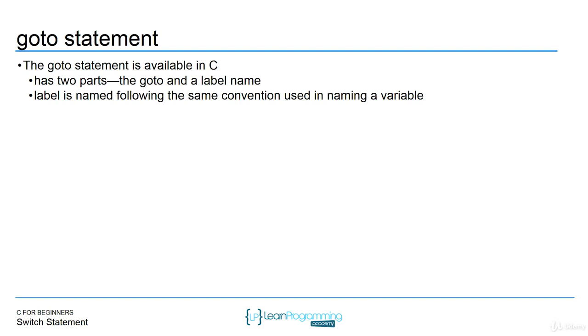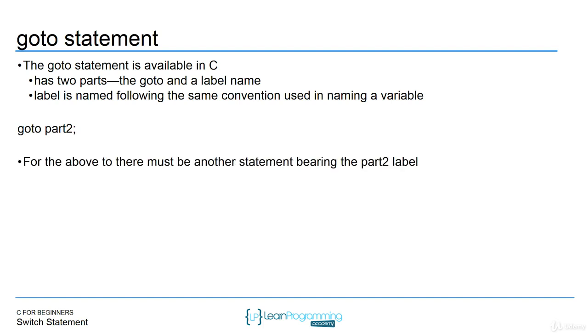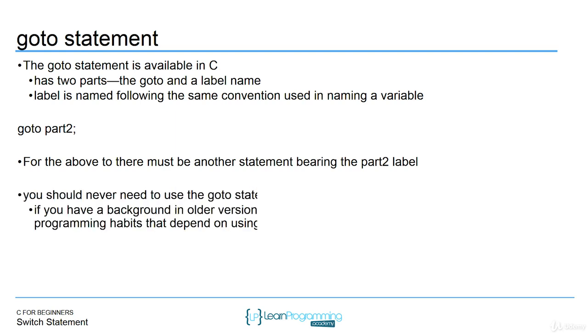So the two parts are the goto and the label name. The label is named following the same convention for naming a variable. Alphanumeric characters, you can't start with digits, you can start with underscores. Basically, you just use the goto keyword and you go to some identifier, part 2. Part 2 is a label somewhere. So in order to actually jump to that line of code, you have to label that line of code. There has to be a statement that says part 2.